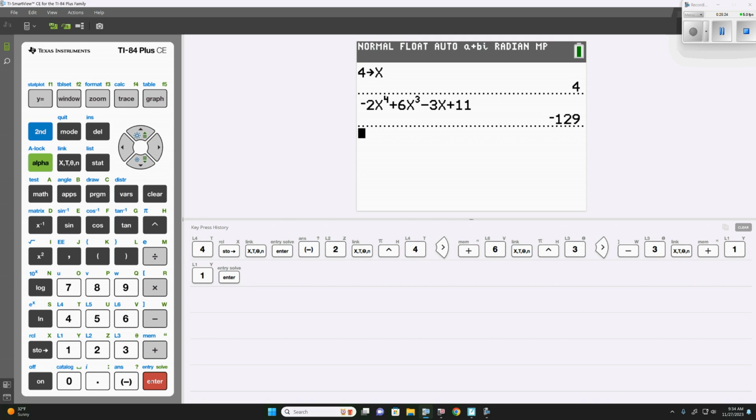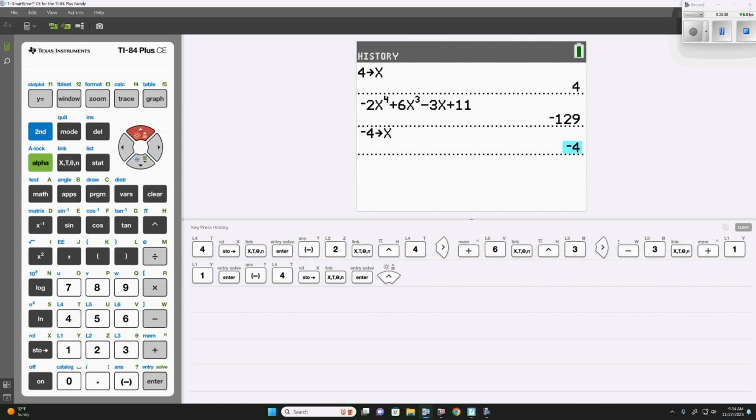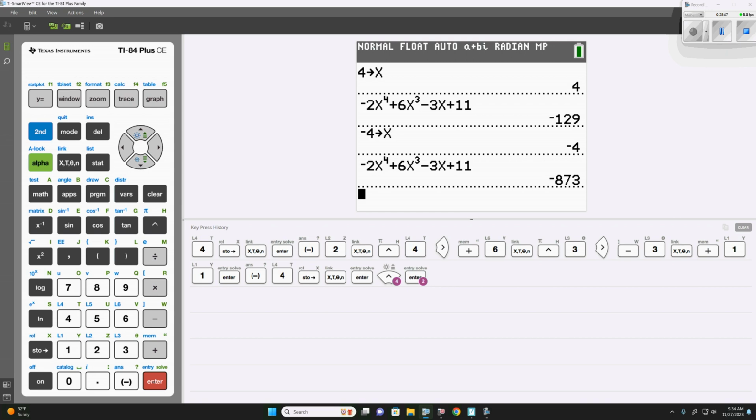It also asked me to evaluate it when x is negative 4. So I can say negative 4 store x. Enter. Now it doesn't see x as 4, it sees it as negative 4. I'm going to use my little arrow keys and scroll up to the previous where I typed the equation in and hit enter. It brings it down. Hit enter again. When it's negative 4, it is negative 873.